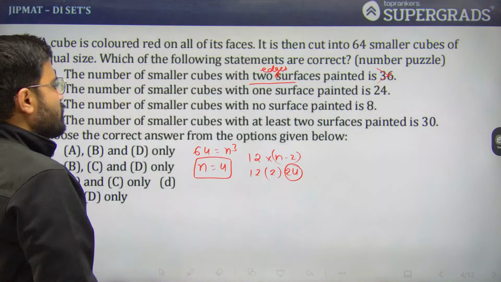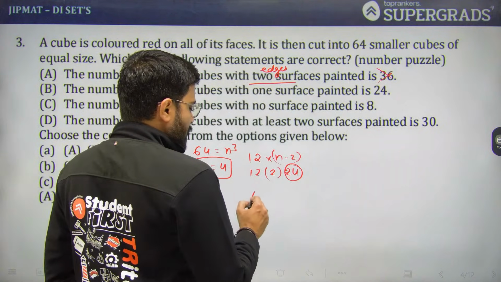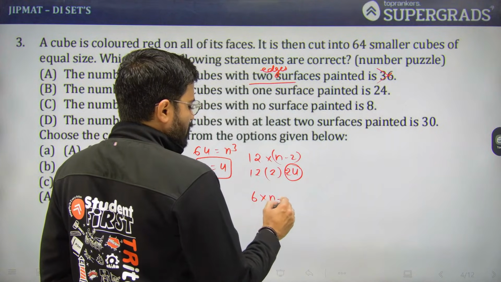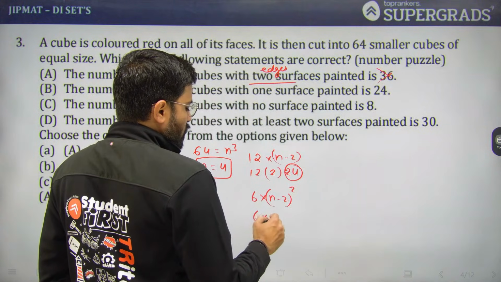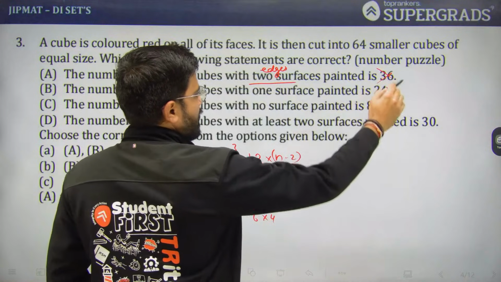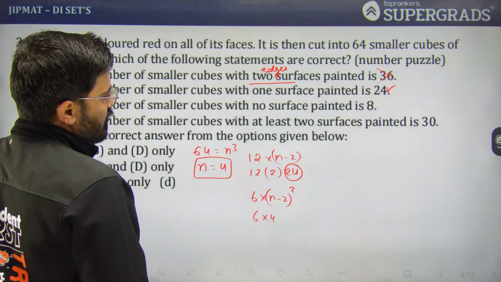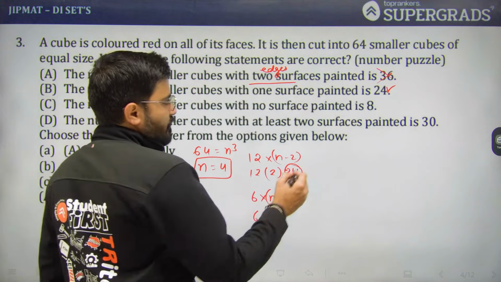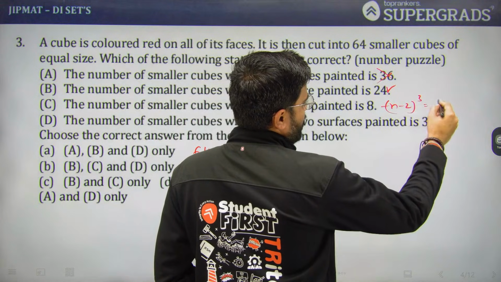The number of smaller cubes with one surface painted is 24. So, what is one surface painted? 6 into n minus 2 whole square. That is 6 into 4, that is 24. This is correct. The number of smaller cubes painted with no surface is 8. No surface painted is n minus 2 whole cube, which is 8.